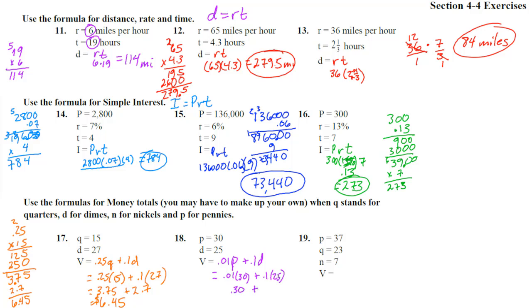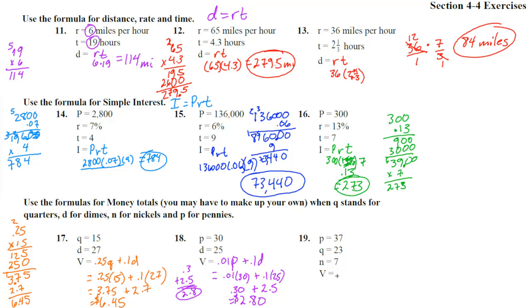And then if we have 25 dimes, that's going to be $2.50. So when we add them, 0.3 plus 2.5, that's 2.8. So we get 2.8. So dollars and cents, $2.80. Good. And the last one, number 19.